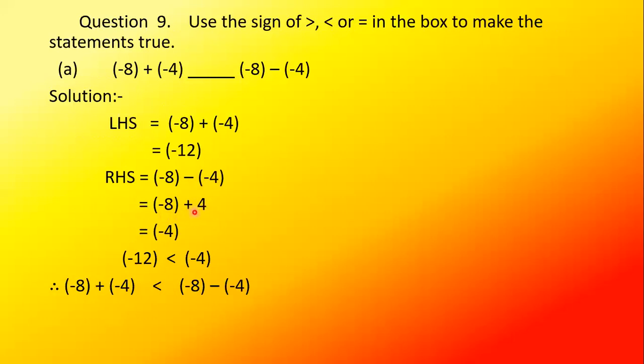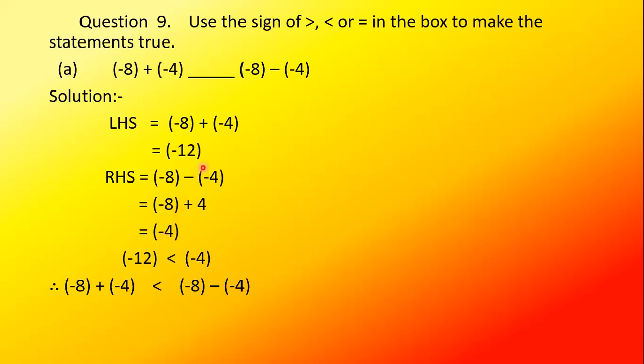Now look at the integers. One is negative and the other one is positive. If they are of different sign, we will take the difference in the absolute value. 8 and 4, difference is 4. And we will give the sign of the greater integer. So the answer will be -4.